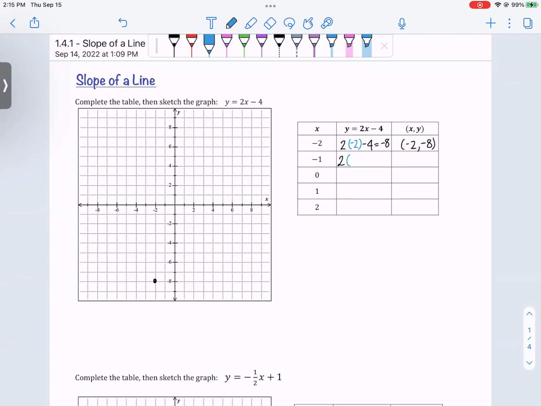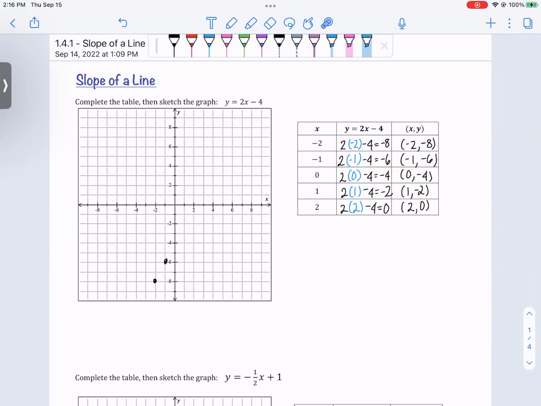Plugging in -1 for x, we get -2 minus 4, which is -6. -1, -6. I'm going to pause the video while I fill in the remainder of this table because I know you don't want to hear me do it out loud that entire time. So give me a sec. All right, so there we go. I have the rest of my table filled out.